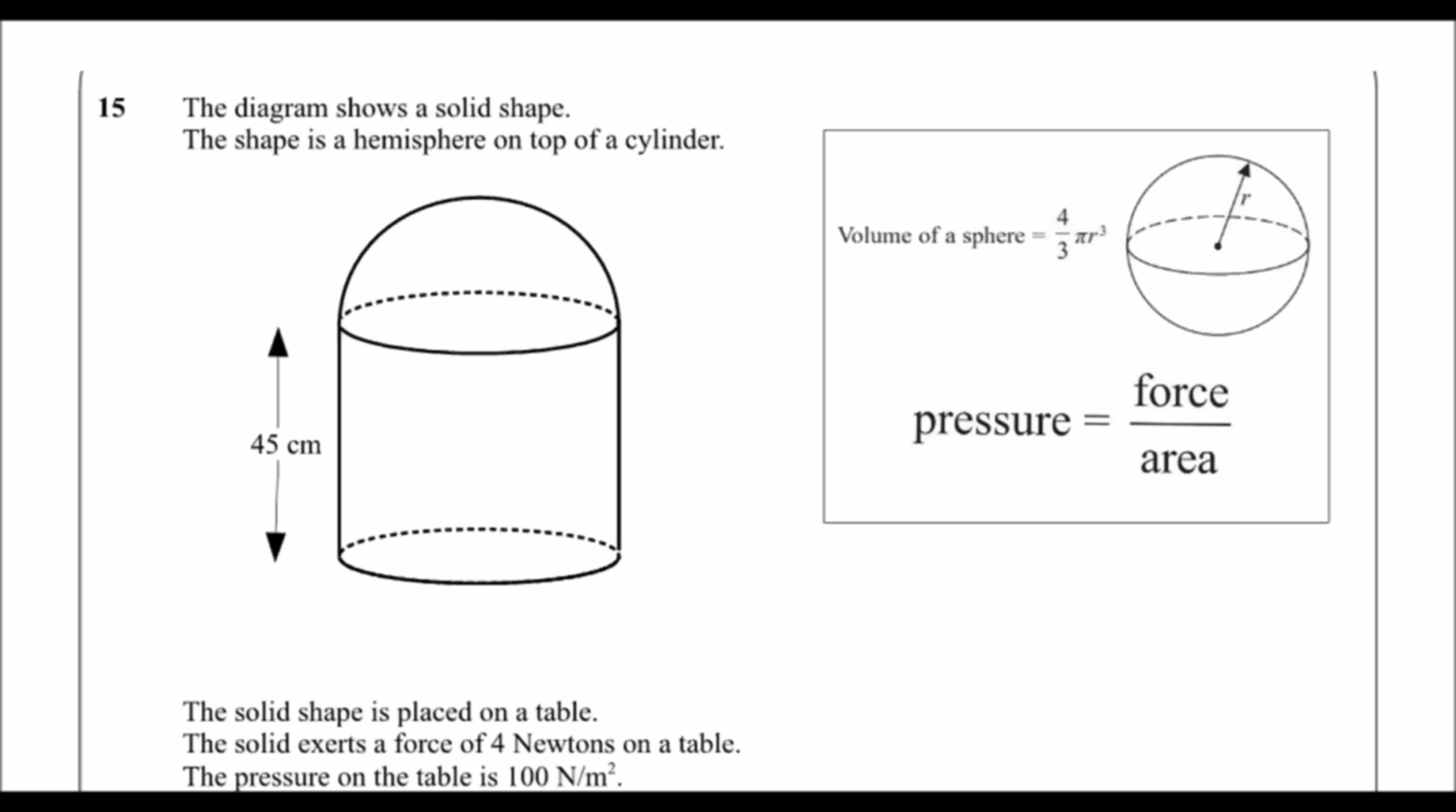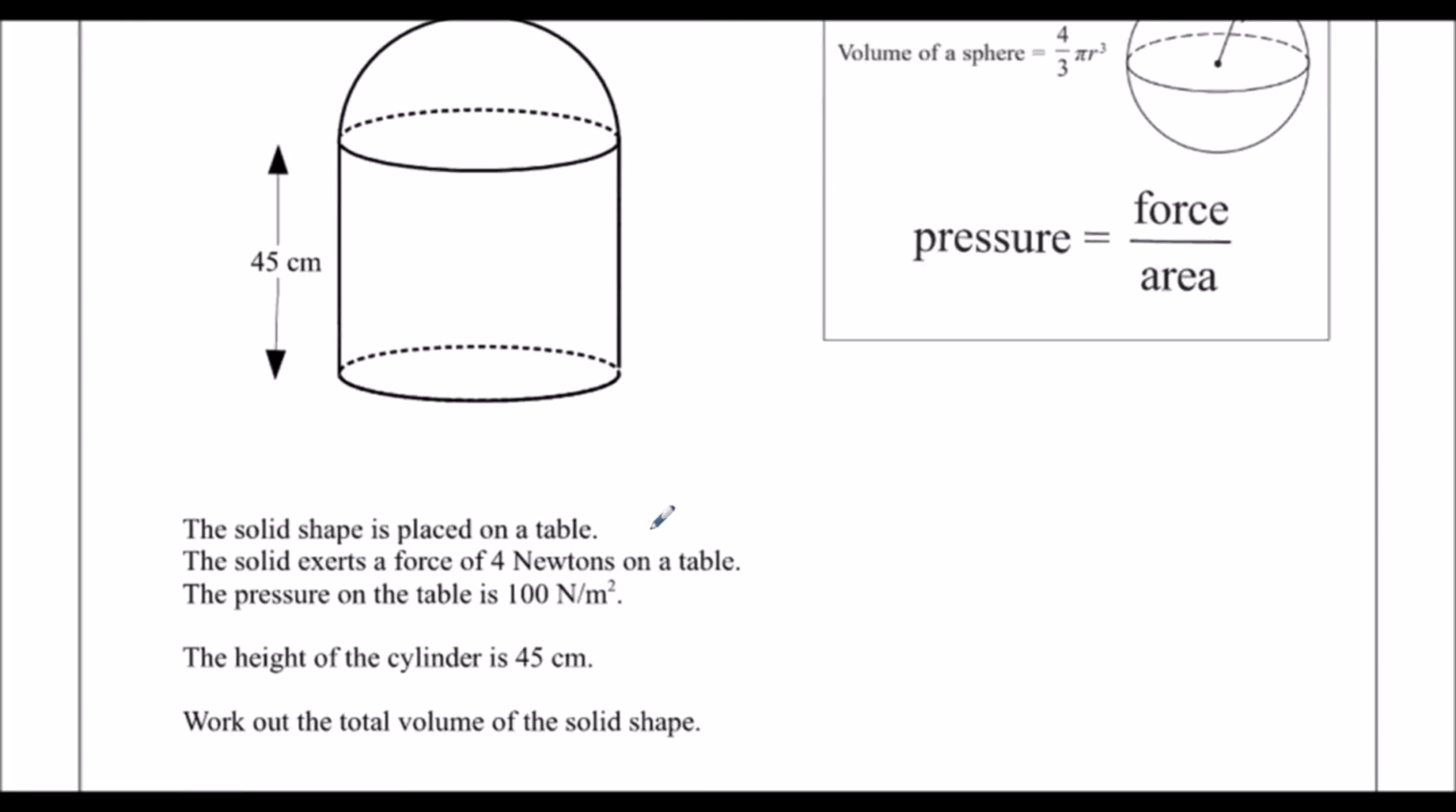Question 15. The diagram shows a solid shape. The shape is a hemisphere, so half a sphere, on top of a cylinder. We've got our formulas here. So volume of a sphere. So we're going to need to half this for a hemisphere. And we've got pressure is force over area. So the solid shape is placed on a table. The solid exerts a force of 4 newtons on the table. The pressure on the table is 100 newtons per meter squared, and the height of the cylinder is 45 centimeters.